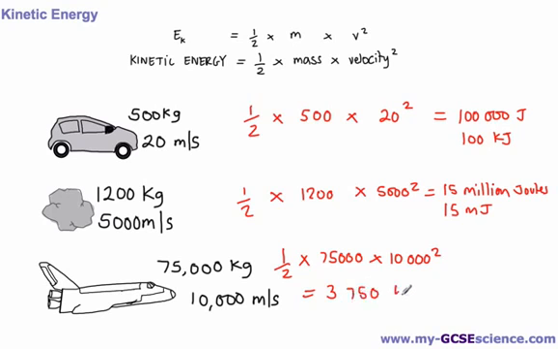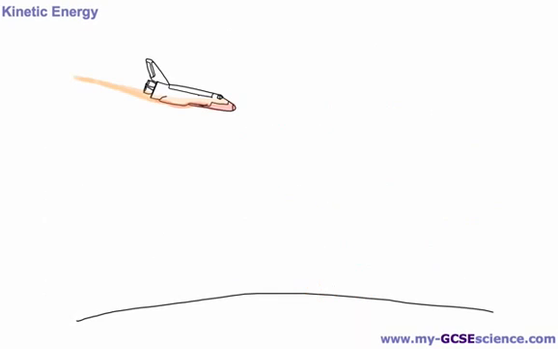3,750 billion joules. So that's a lot of kinetic energy that a space shuttle has. Now, three examples here, quite small numbers and larger numbers towards the bottom. They don't usually give examples with these big numbers, but the reason why I've used a space shuttle here is because they do mention in the spec about energy transfers, and they talk about how kinetic energy can be transferred into heat energy, for example in meteorites or in the space shuttle.